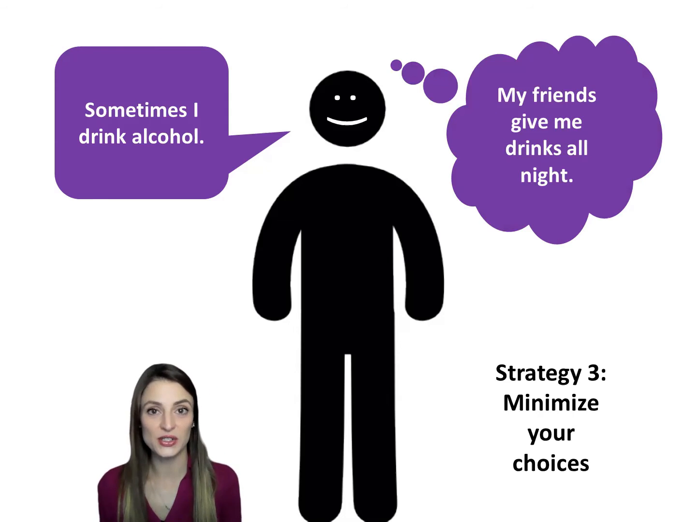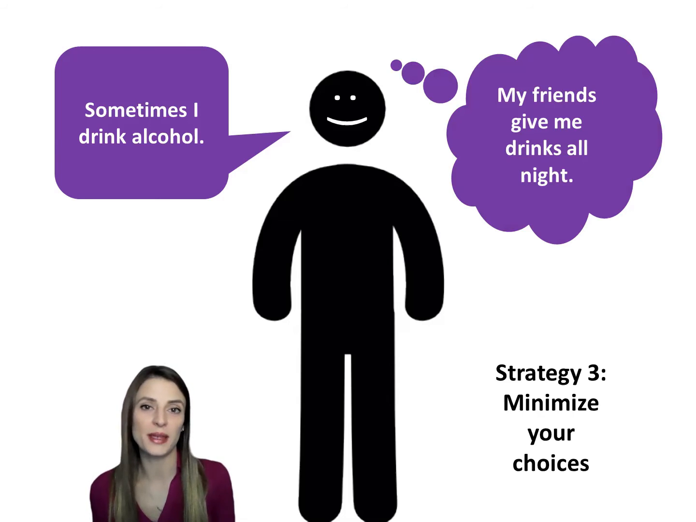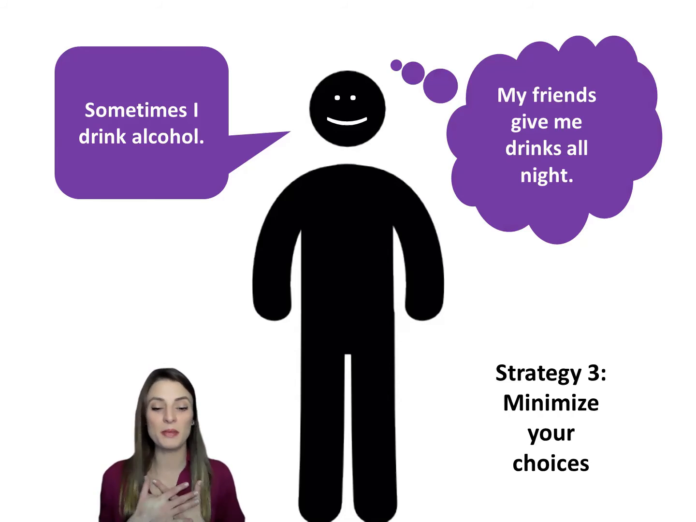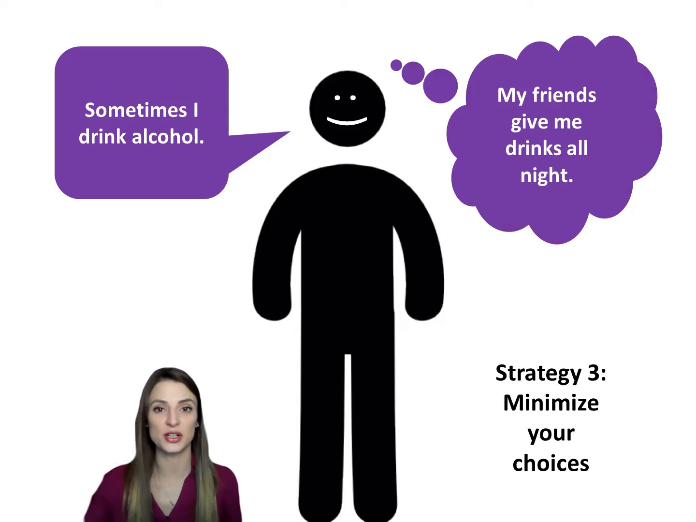The third thing we can do is minimize the number of options that we have available to us. So we might justify our behavior by saying something like, my friends gave me drinks all night. It wasn't me. I didn't have a choice. I didn't have any say in the matter. This happened to me. That is a way of reducing that tension.